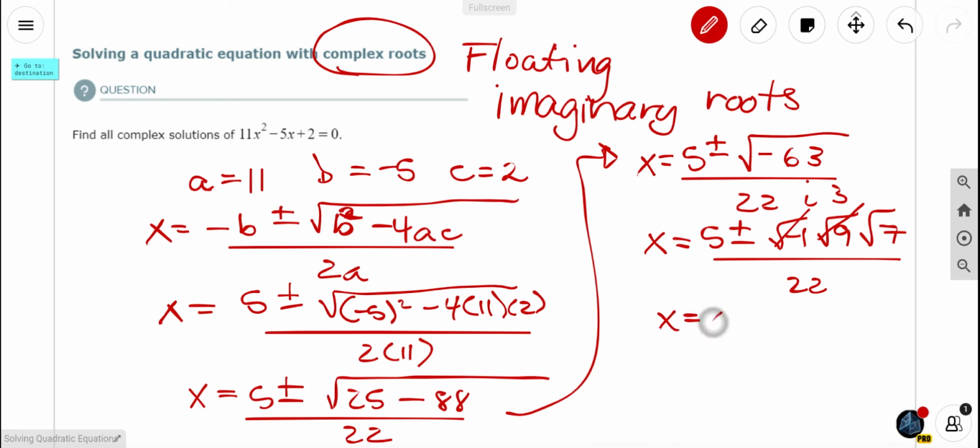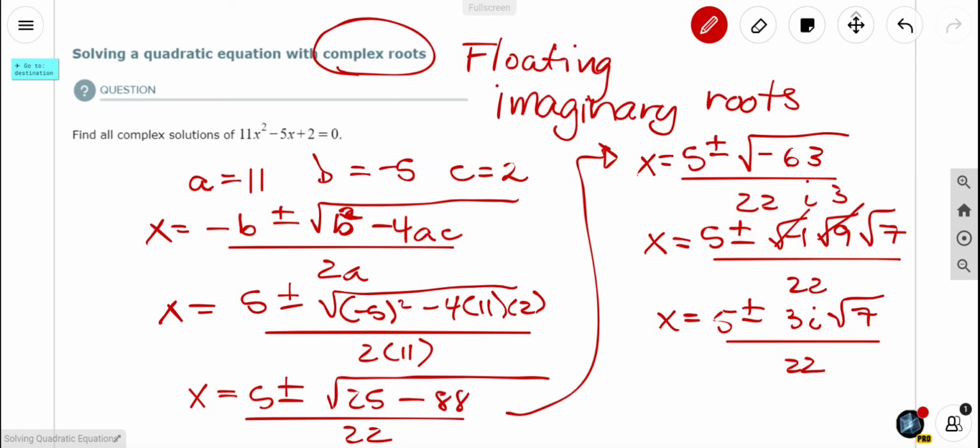X is equal to 5 plus or minus 3i root 7 all over 22. Now, can you simplify it any further? No, there's not any common factors, and 7 can't be simplified.